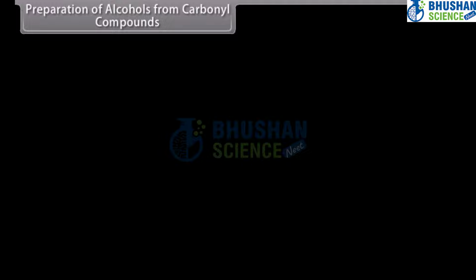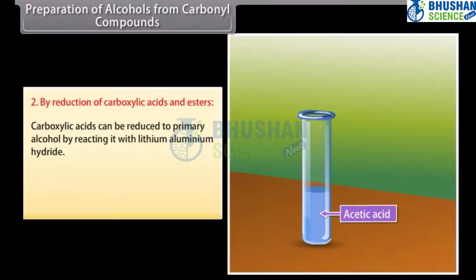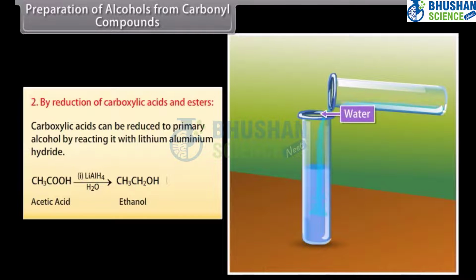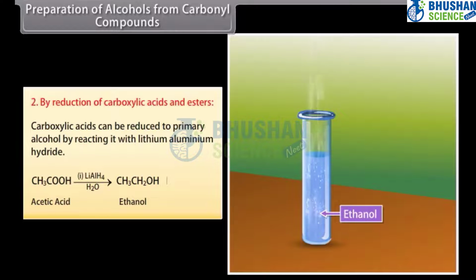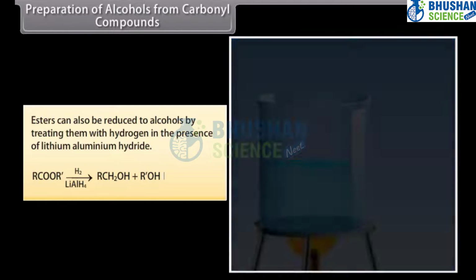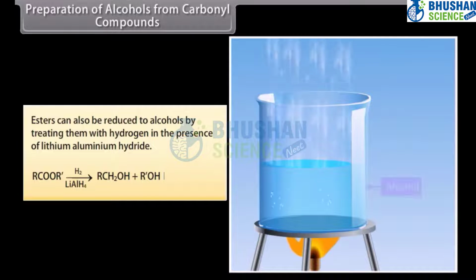From carbonyl compounds. By reduction of carboxylic acids and esters. Carboxylic acids can be reduced to primary alcohol by reacting them with lithium aluminium hydride. Acetic acid treated with lithium aluminium hydride, followed by water, forms ethanol. Esters can also be reduced to alcohols by treating them with hydrogen in the presence of lithium aluminium hydride, which forms alcohol.